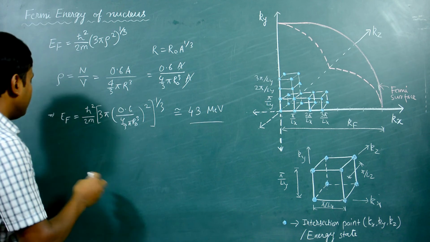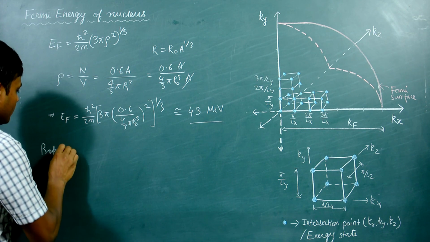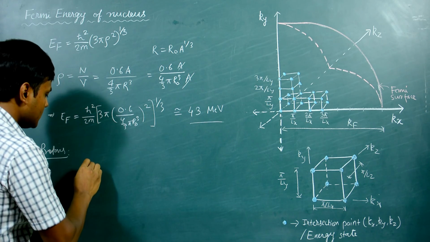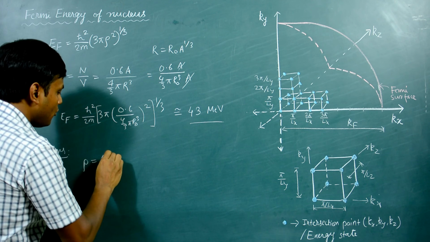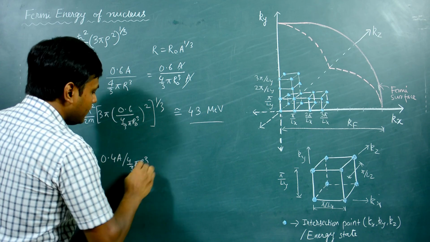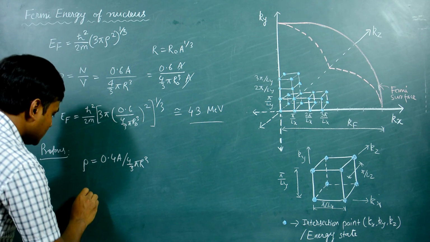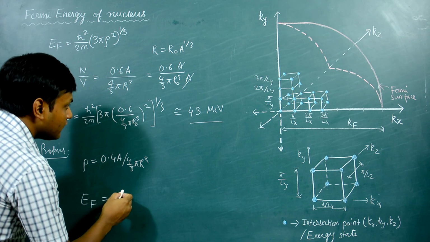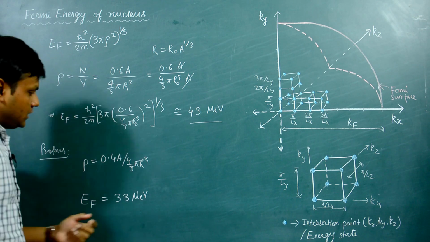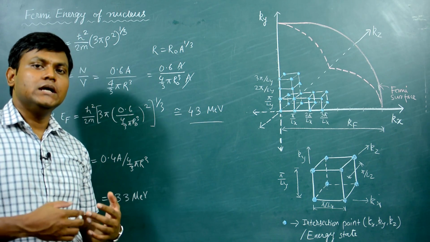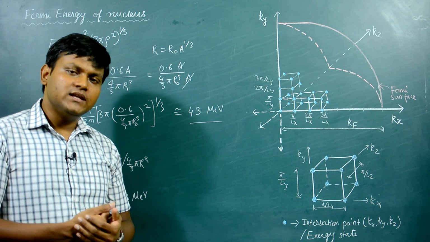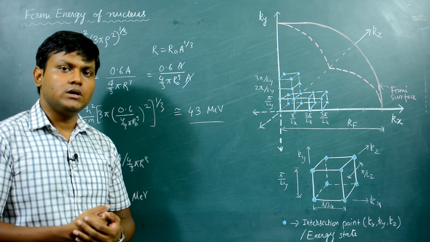For the neutron potential well. In the case of protons, if the neutrons in a large nucleus are 60%, the protons are going to be 40%. So if you put in the values for protons, the proton density will be 0.4 A divided by 4/3 pi r cube. If you put in this expression and plug in all the values, the proton Fermi energy comes out to be around 33 mega electron volts. So these are the Fermi energies of the ground state configuration of neutrons as well as protons, by assuming that the nuclear potential approximates a three-dimensional square well potential.